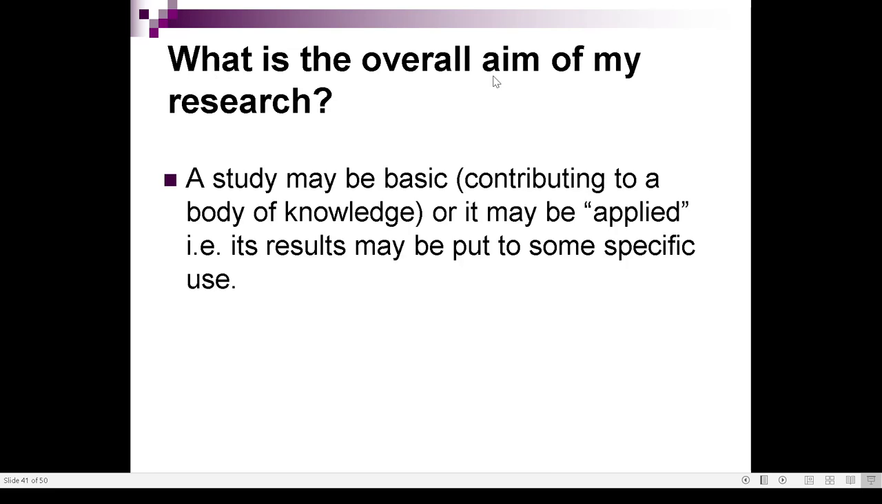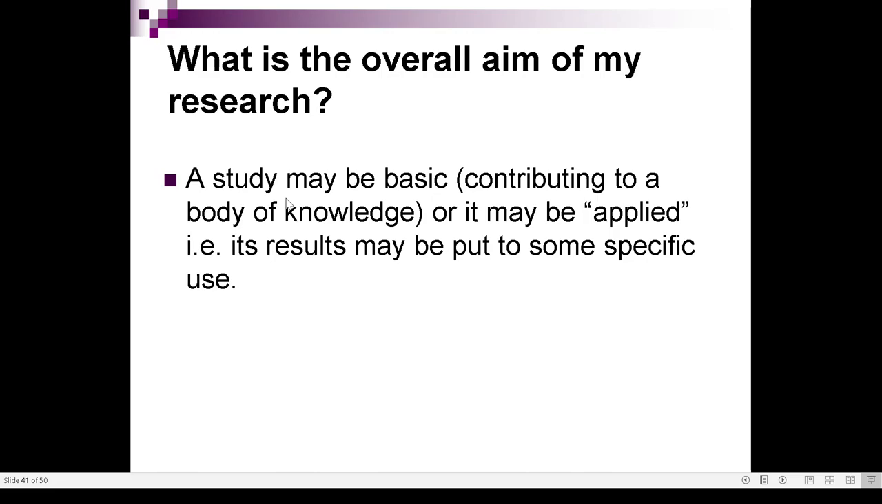Next, what is the overall aim of my research? Again, your methods portion is anchored to your category. If it is robotics and gadgets, you have your engineering goal. In life science or other related categories, you have your research problem.